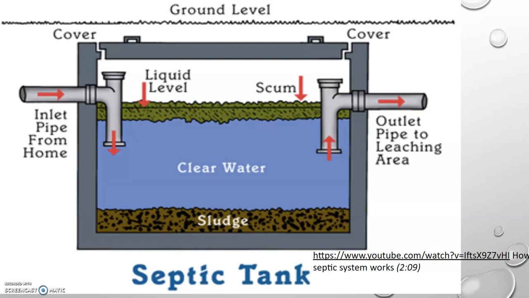Here's just another view of that septic tank. So you have the scum that sort of floats on the top, and you have the sludge that's on the bottom, but then what's in the middle is that clean water, and that outlet pipe takes it out to your leaching area.